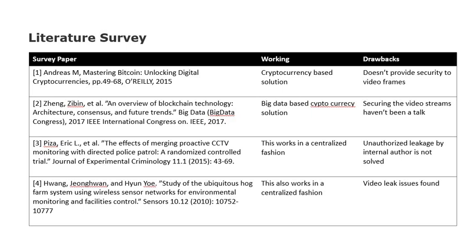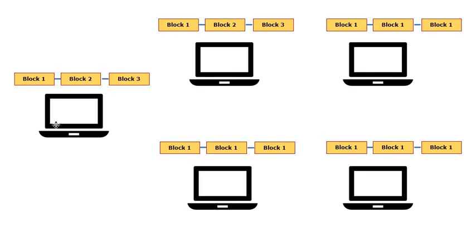So that's about the literature review. Now let us come to the issues and challenges that we may face in our system, which we need to overcome. The first issue is the blockchain node setup. As I told you, with blockchain, the more the number of nodes, the better the security.